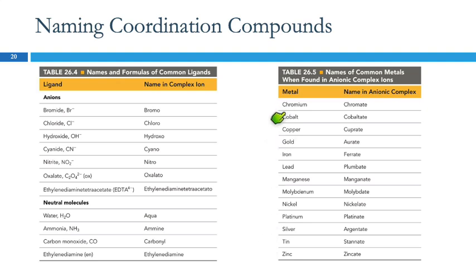So some of these you should be able to get just from the name, cobalt, okay, cobaltate. Gold is not goldate, it's aurate. And again, that's from the Latin aurum. Iron is ferrate. And so we use some of the Latin names here. Tin is stannum, and so in an anion, it's stannate.